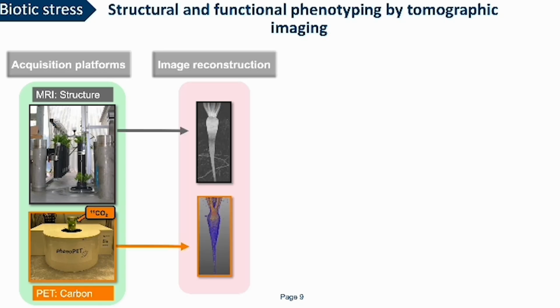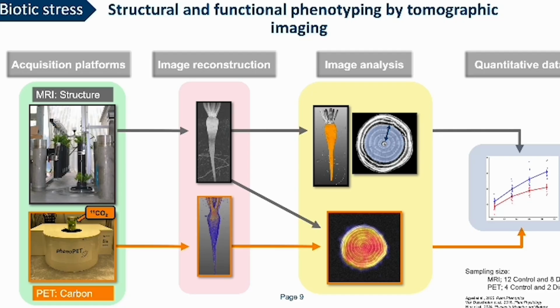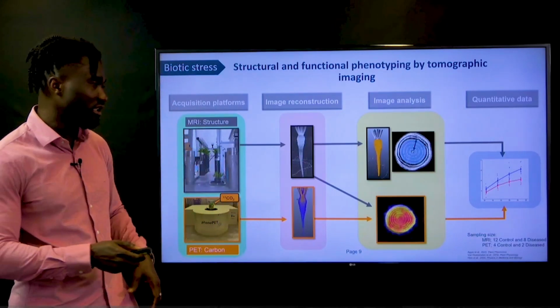Now, the next step is to reconstruct the data obtained from both the MRI and PET modalities into 3-dimensional images. And from these 3D images, we are able to either singly extract structural information or combine both MRI and PET for structural and functional carbon distribution dynamics. And the data obtained from this step will then be analyzed quantitatively. So in this experiment, we were able to image all the plant samples with MRI, but for the PET, we had to dedicate 6 plants for the PET acquisition due to the current throughput that we have.